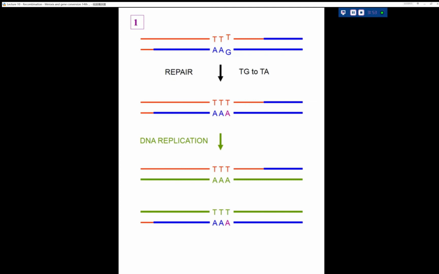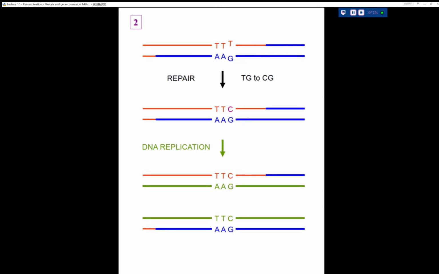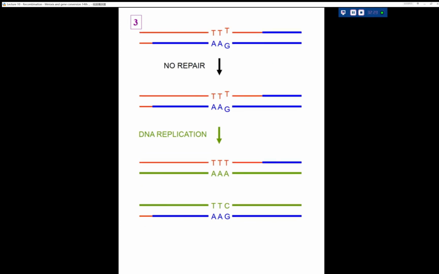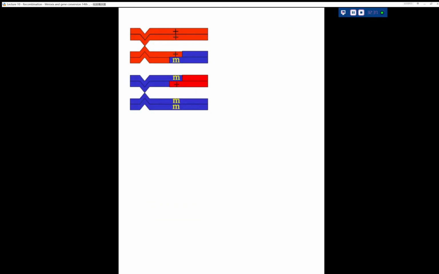So these are the three scenarios you've got here. Repair back to the wild type allele, where you've got recreation of that TA base pair. DNA replication occurs. Now this will then result in black ascospores, and this will also result in black ascospores. Okay. The other scenario is that TG mismatch is repaired to CG, which is the mutant version of the gene, and when DNA replication takes place, you get creation of the mutant allele, and these will give rise to yellow ascospores. Okay. If no repair takes place prior to DNA replication, you get creation of one wild type allele and one mutant allele.